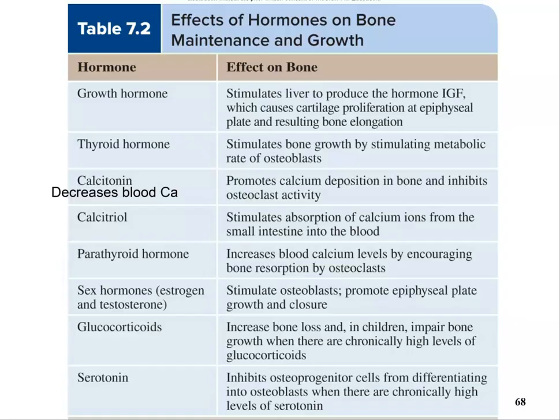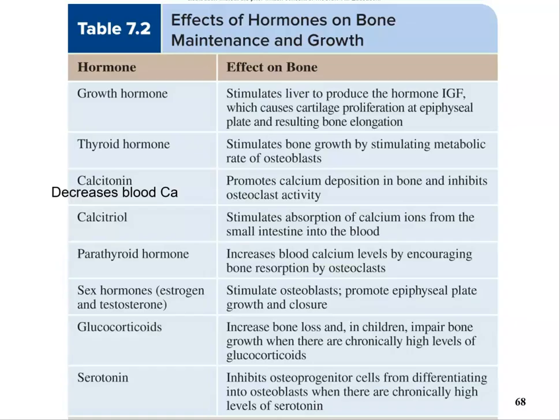The sex hormones have effects on the osteoblasts. They promote epiphyseal plate growth and then closure. So testosterone in lower amounts is going to encourage epiphyseal plate growth, and then at higher amounts it's going to encourage closure of those epiphyseal plates. In fact, if you have too high of a testosterone level, you can have premature closure of those plates and end up being quite short.